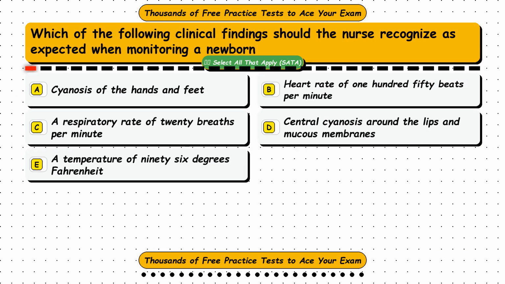Question 11. Which of the following clinical findings should the nurse recognize as expected when monitoring a newborn? Option A. Cyanosis of the hands and feet. Option B. Heart rate of 150 beats per minute. Option C. A respiratory rate of 20 breaths per minute. Option D. Central cyanosis around the lips and mucous membranes. Option E. A temperature of 96 degrees Fahrenheit.